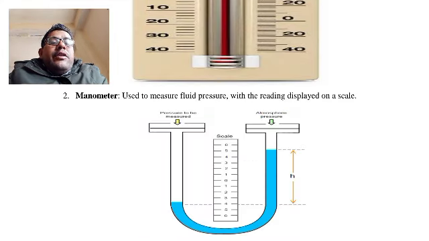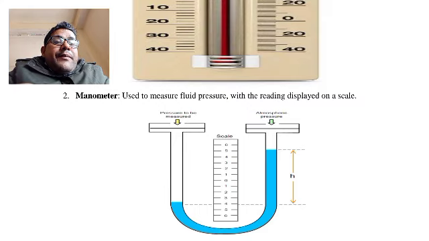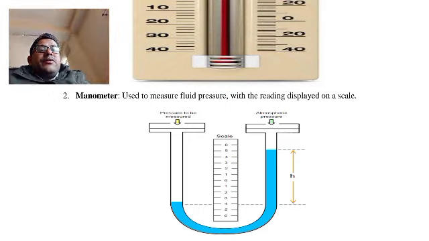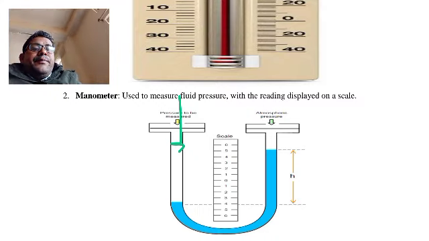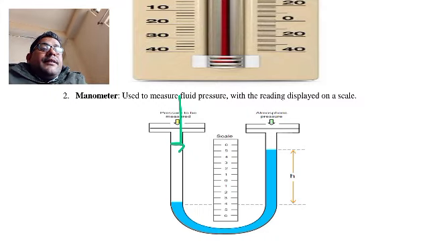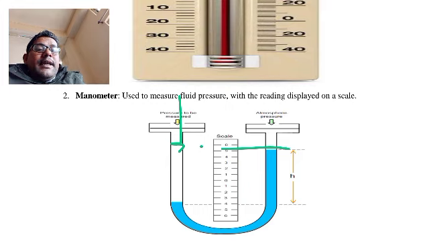This is the manometer, used to measure fluid pressure with the reading displayed on a scale. The working is very simple. This is the U-tube manometer. The pressure is applied here. Initially they are at atmosphere and the initial level is the same, and then the pressure is applied. So the fluid level here goes down and here it increases.